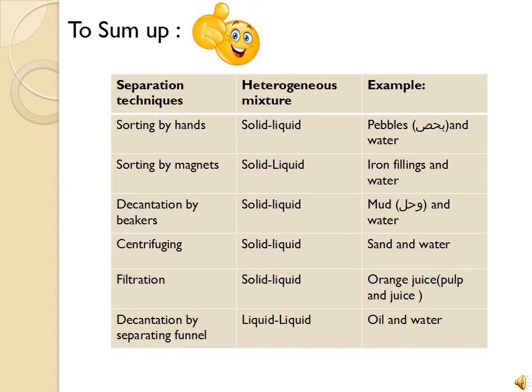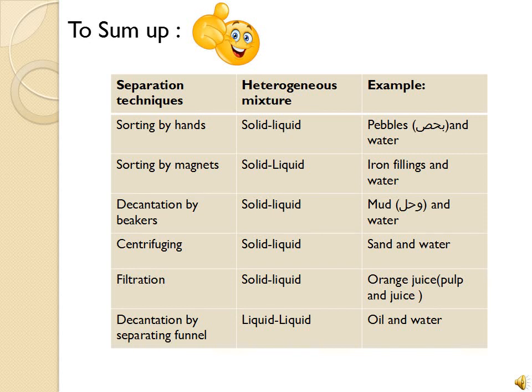Sorting by magnet is used to separate solid-liquid mixtures too, for example iron filings and water, as we did in the class. We have also decantation by beakers, used to separate solid-liquid mixtures, for example mud and water, and also sand and water. Centrifuging is also used to separate solid-liquid mixtures. It depends on the speed. It is used to separate, for example, sand and water.